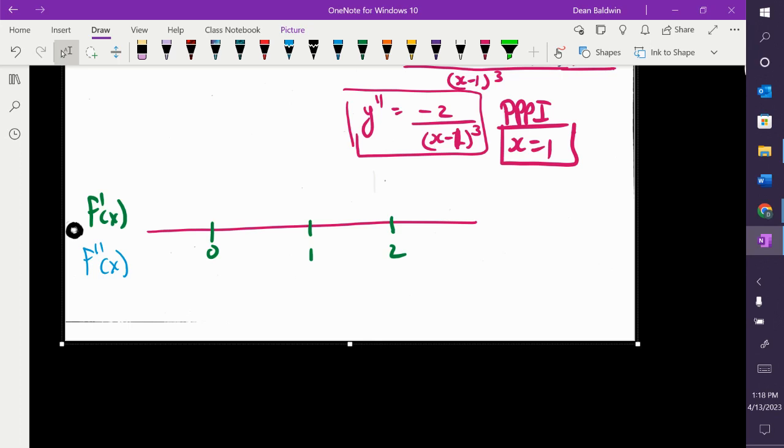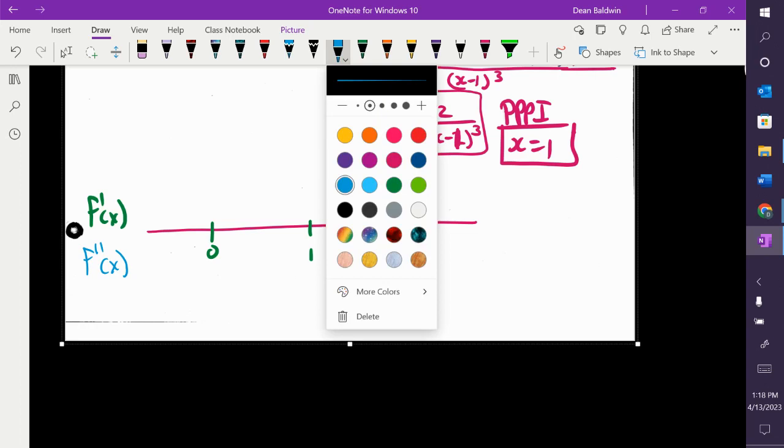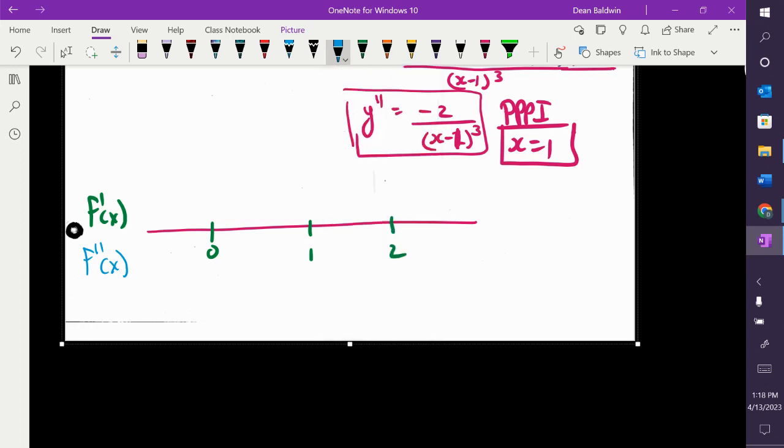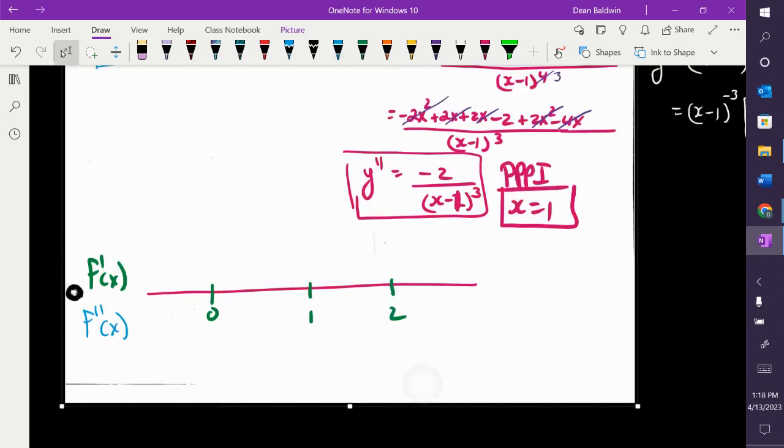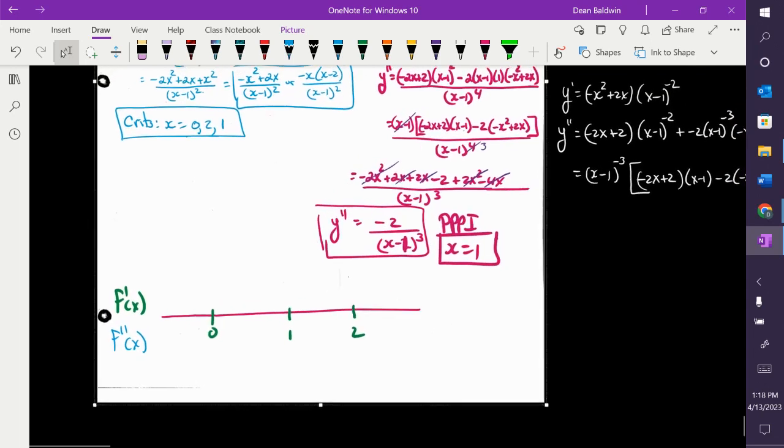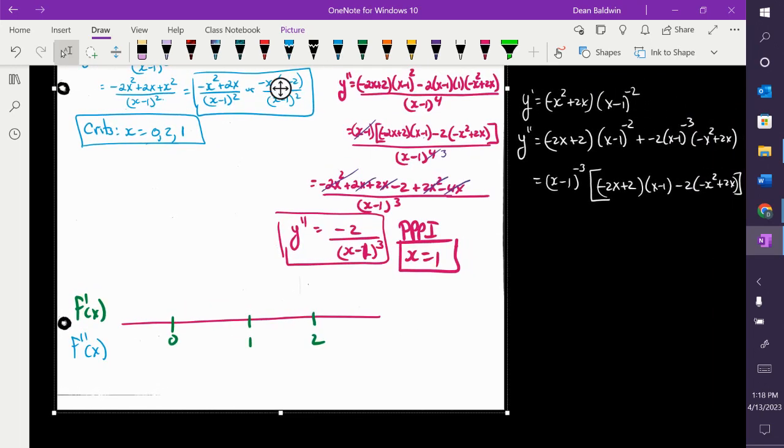All right. Now we have to test all the intervals. We're just testing to see where it's positive and negative, i.e. concave up, concave down, increasing and decreasing. Okay? Here we go. Blue. All right. So using the first derivative, see if I can squeeze this onto one page. There we go. All right. We're going to do the green stuff first, the first derivative.